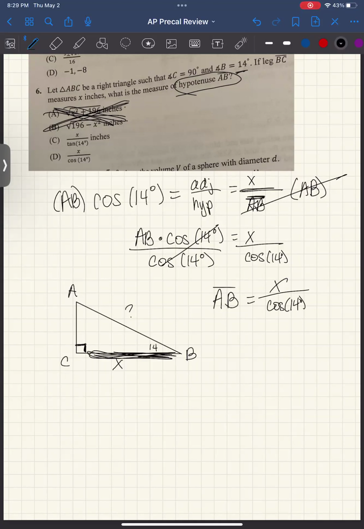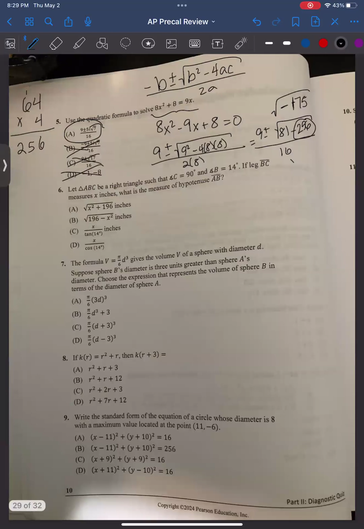So that's basically what it is though. It's not too complicated. So any questions on 6? No more confusion? Okay, perfect.